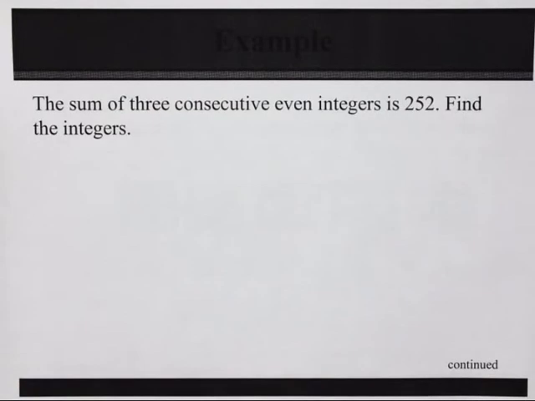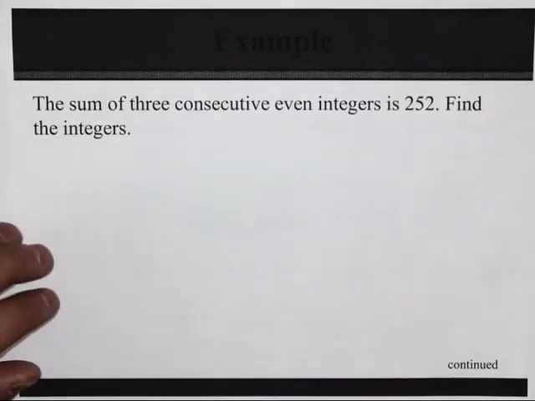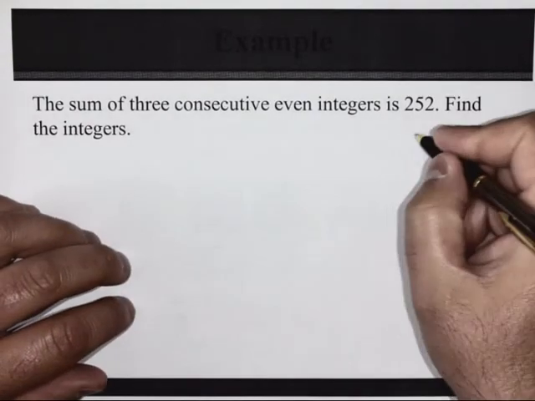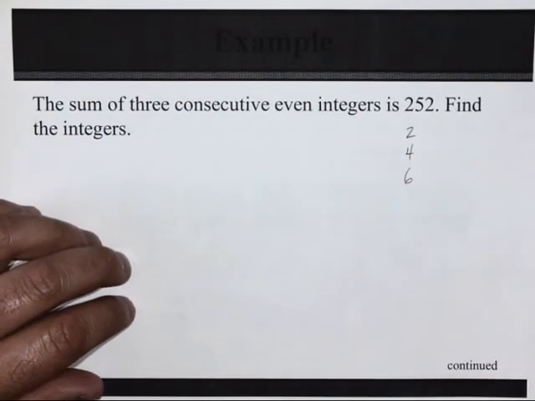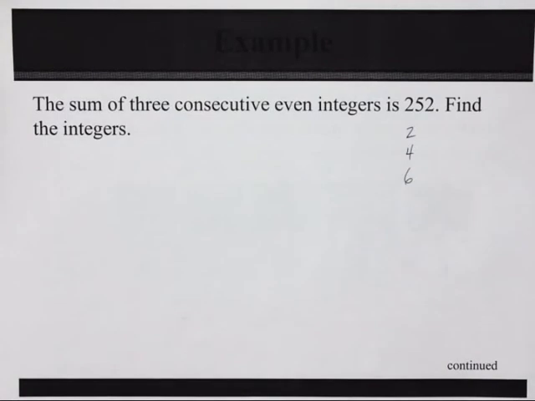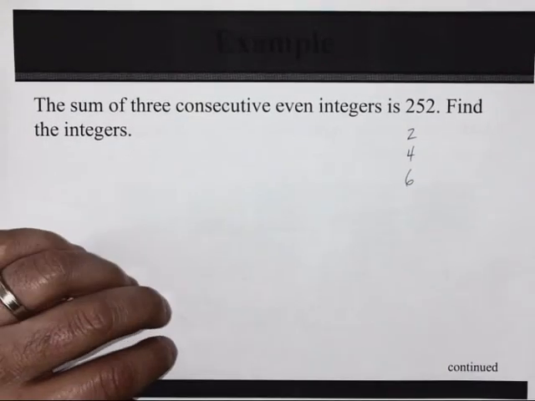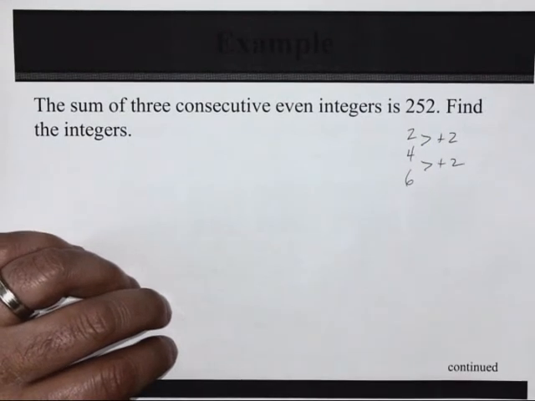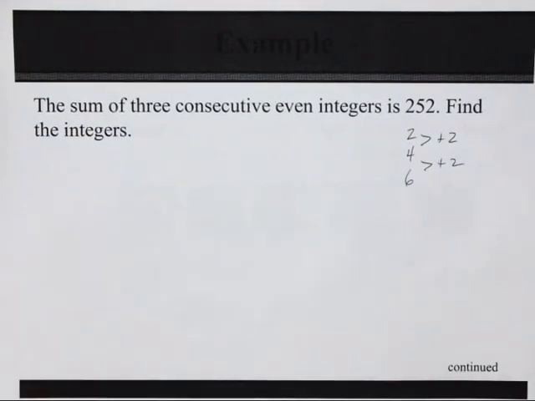So the sum of 3 consecutive even integers is 252. Find the integers. Okay, so first of all, consecutive, that means back to back to back. Even integers, right? That's like 2, 4, 6, 8, so on and so forth, right? So if we examine consecutive even integers, they go up by 2. Okay, so that's an important thing to know. So I want to find 3 consecutive even integers that add to be 252, right? Obviously, these are not the 3 that I'm looking for.